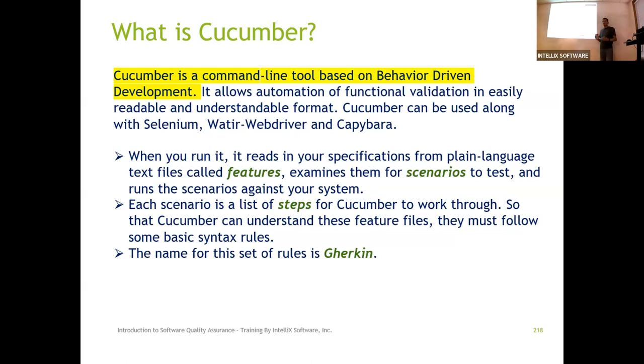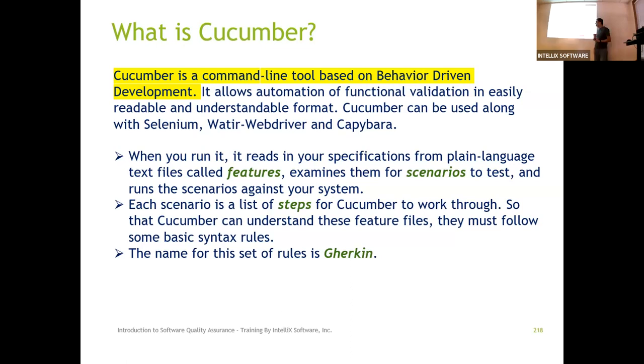Okay, I'm organizing my acceptance test, right? But then I could have four different scenarios. One for valid loan amount, one for invalid loan amount, one for alphanumeric loan amount, one for zero loan amount, right? Now, Given-When-Then, each line is called a step. Given I'm on the loan page or whatever, right? Whatever you're writing is considered a step, okay? So you have to follow a certain way of writing it. The name for this set of rules is Gherkin. So essentially you're writing the acceptance test in the Gherkin format.